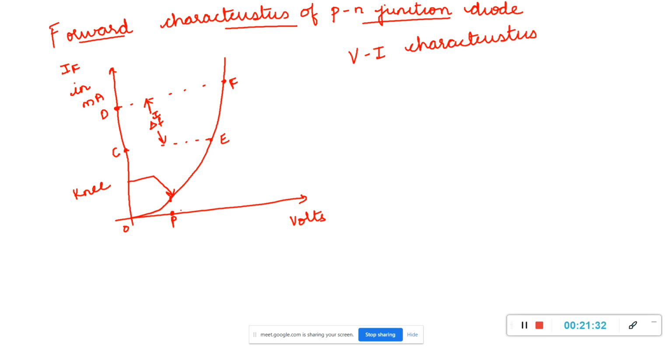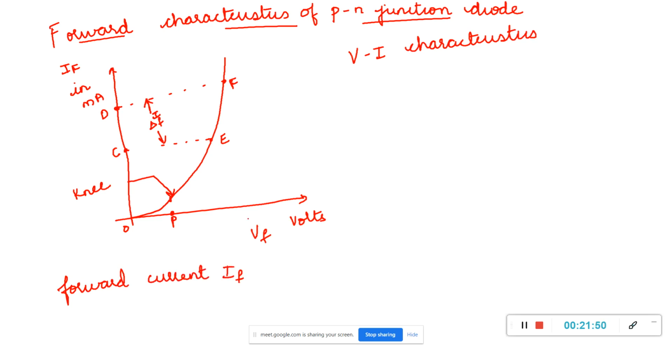So the applied voltage V is applied across the diode and it is known as VF. The current flowing in the circuit is the forward current.